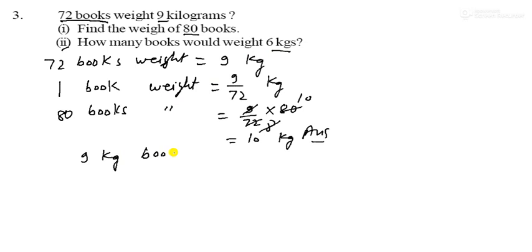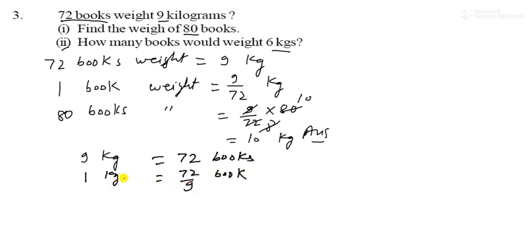Second is 6 kgs. So you can write kg first. So 9 kg, books. No, the language is changed. 9 kg equal to how many books? 72 books. So what about 1 kg? 72 upon 9 books.